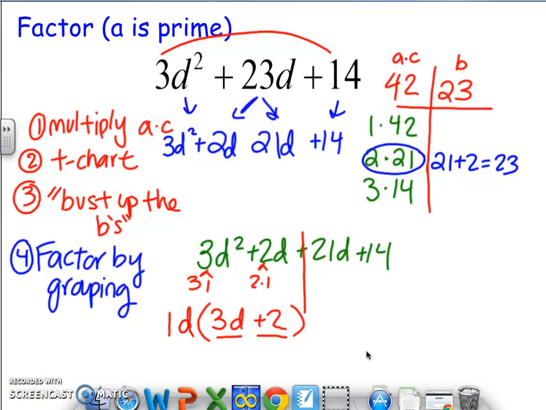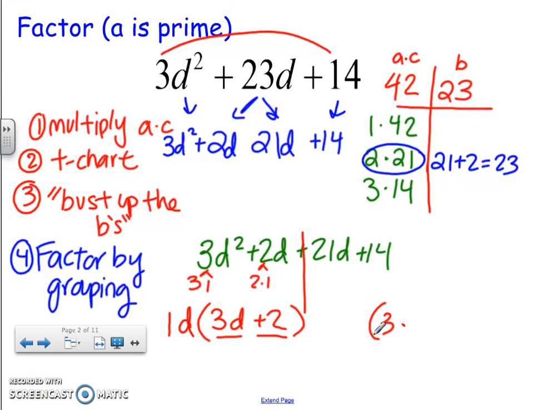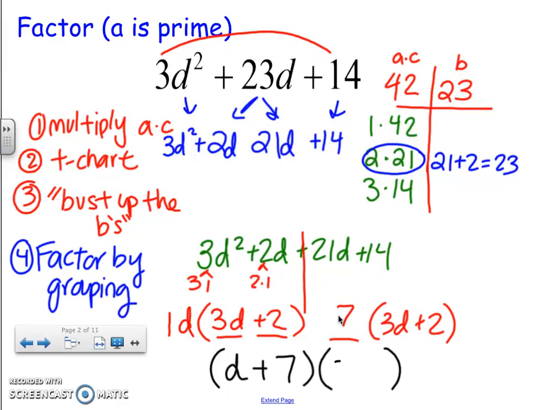Once you have that term in parentheses, you are going to rewrite it like last time. So I've got 3d plus 2, and then I need to figure out what's on the outside. And to do that, I'm going to divide 14 by a 2 and get a 7. And I can double check my work by doing 21 divided by 3, and that does give me 7. So then my last thing to do is to rewrite them in a parenthesis. I'm just going to keep that d plus 7 instead of 1d, and then 3d plus 2.